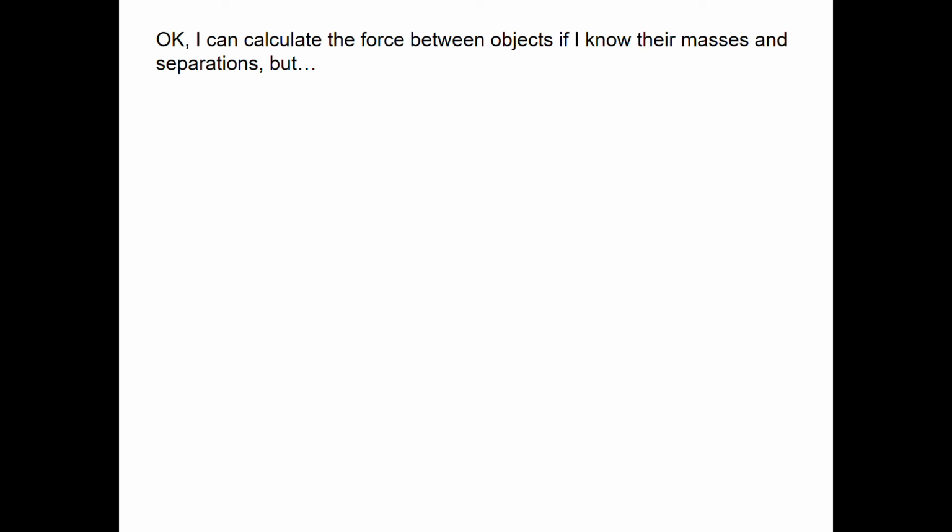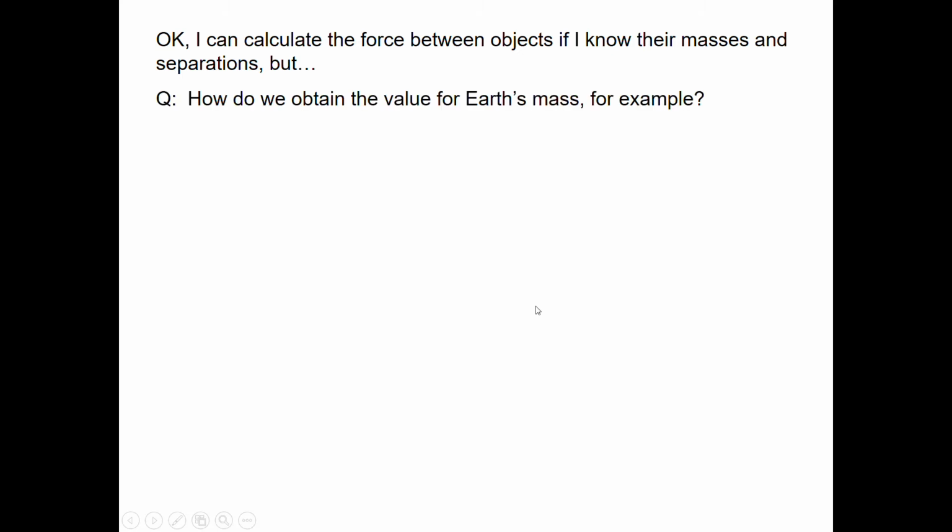All right, so those were some simple examples of calculations, but if you start thinking about it a little bit, you might get confused about how you know what to do here. I can calculate the force between objects if I know their masses and separations, but if we're talking about the attraction between Earth and Moon, how, for example, do we know the value of Earth's mass? I mean, you can't exactly put Earth on a scale and weigh it, or take Earth and shake it and see how much inertia it has. We can't do those kinds of experiments, so how on earth would someone know how to do this?